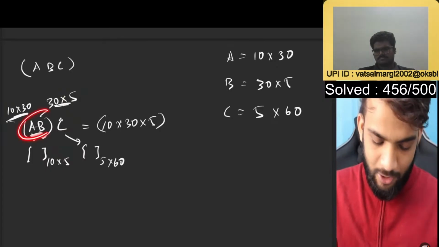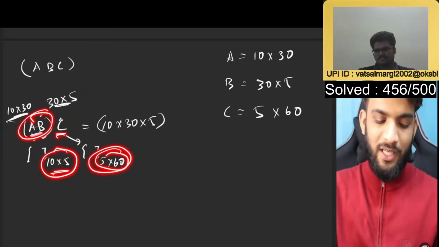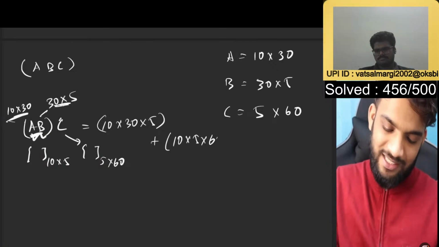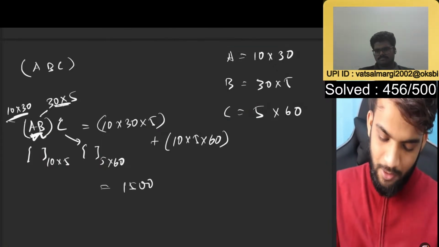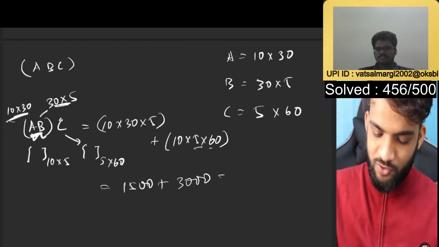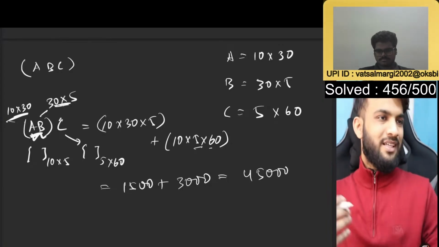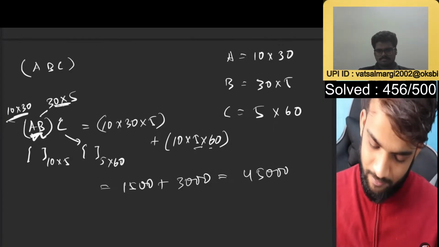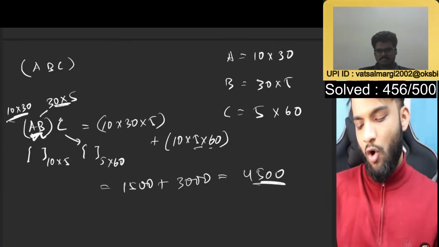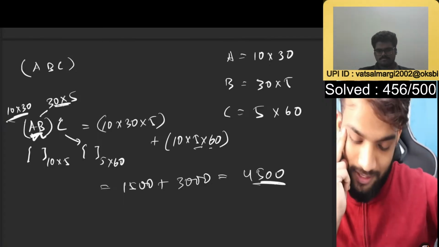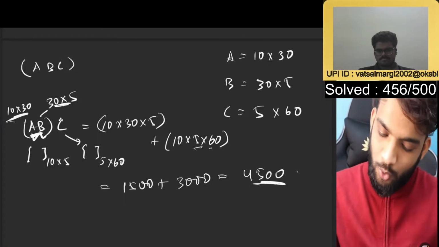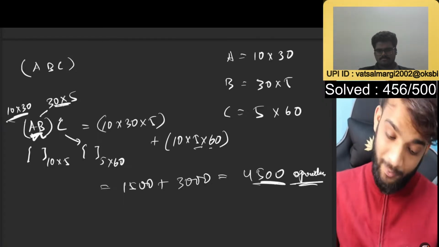Once you multiply AB, it will be a 10 cross 5 matrix. Now C will be a 5 cross 60. What is the number of operations? 10 cross 5 cross 60. So if I sum it up, this will be 1500 plus 3000, which gives you 4500 operations, which is indeed massive. So it's 4500 operations. That's one of the ways.